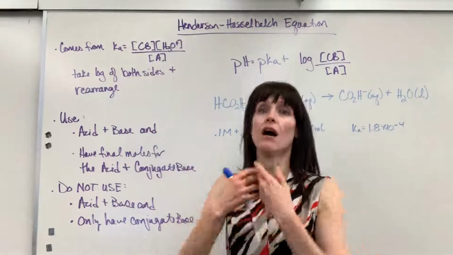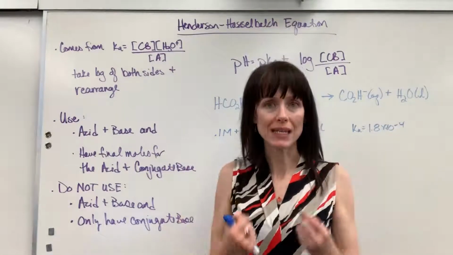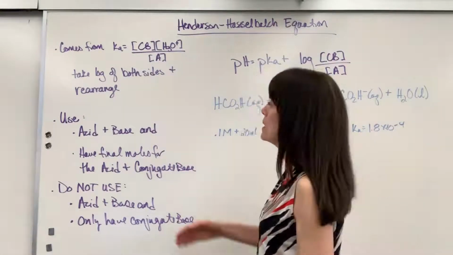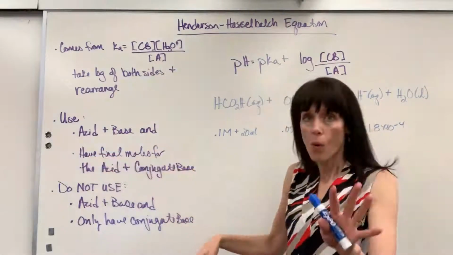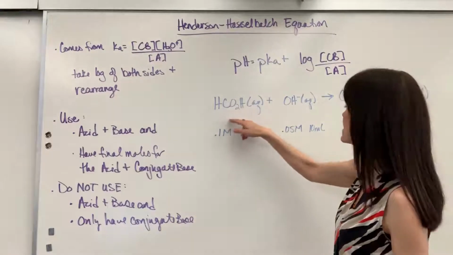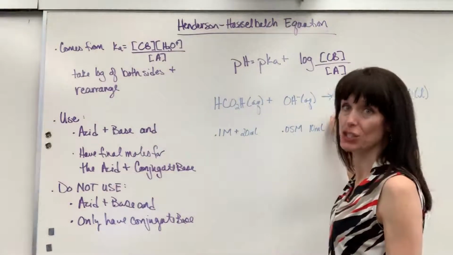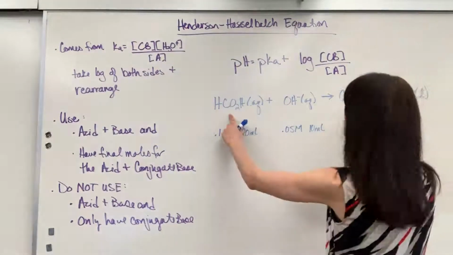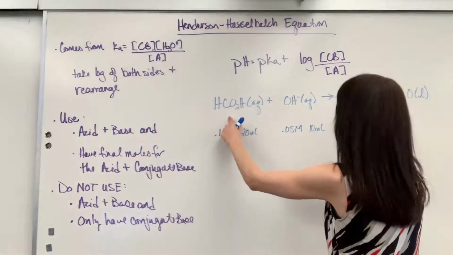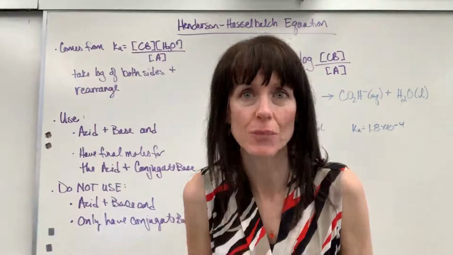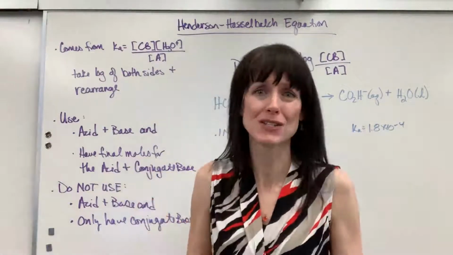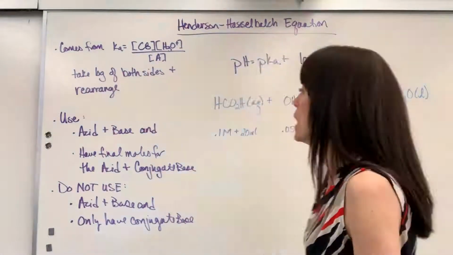Okay, so it's when you have an acid and a base, and every time you're given an acid and a base, you always have to do initial and final moles. Once you do that, in the final moles, you have moles for both the acid and the conjugate base. So you're going to have two numbers down here: a number for the acid and a number for the conjugate base. When you see that, you go right to Henderson-Hasselbalch. You're like, yay, I get to use Henderson-Hasselbalch. I don't have to do an ice table.